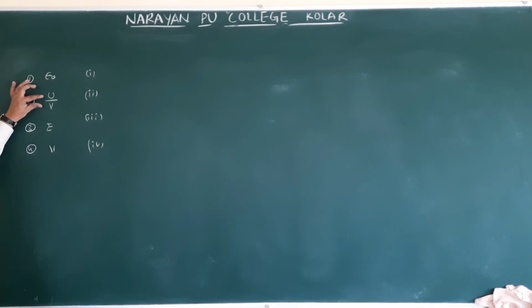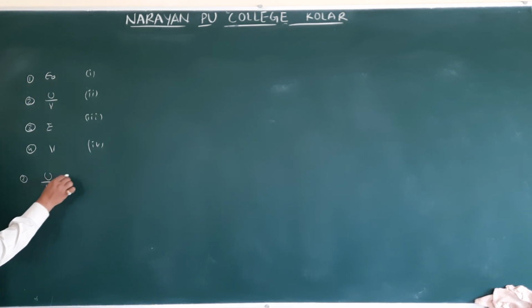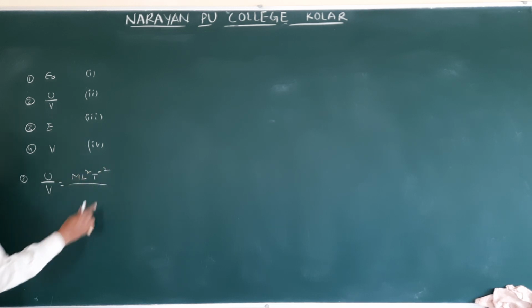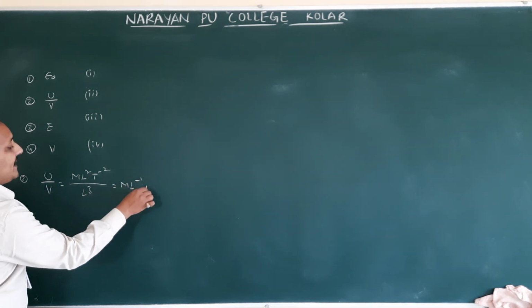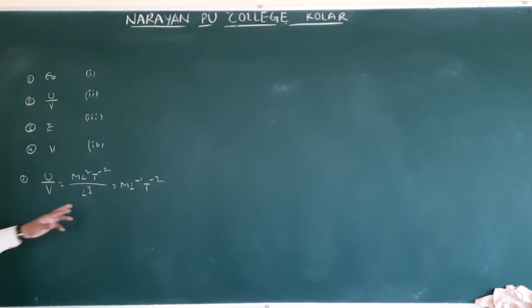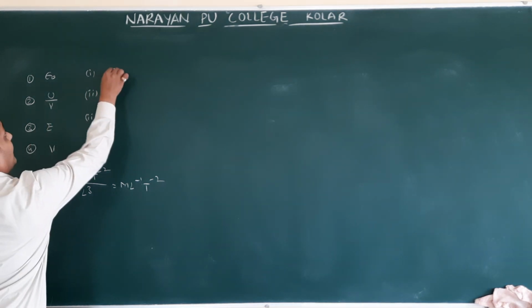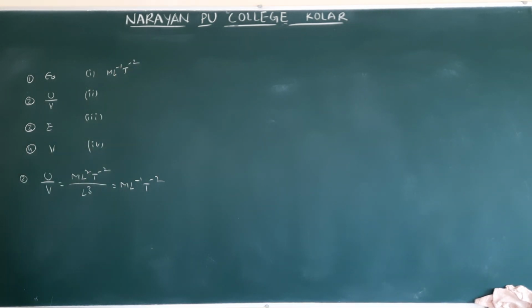Energy density we can remember. Already I gave you how to remember this one. Second one, I am writing energy density: energy per unit volume. Energy means M L square T power minus 2. This V is volume, therefore L power minus 1 T power minus 2. Where is L power minus 1 T power minus 2 there in the options? It is there in number 1. Means B, the second one, is going to match with 1.